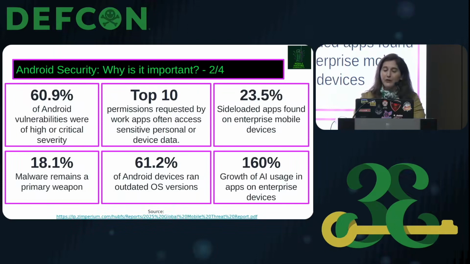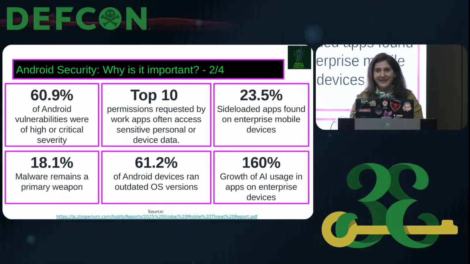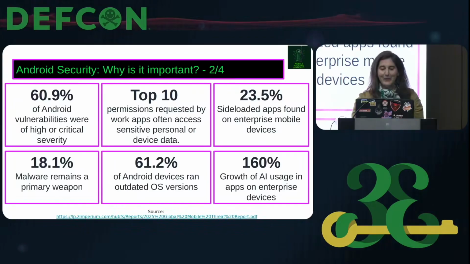And also another really important point, typical of the AI era we are in today, is that AI usage grew by 160% in apps on enterprise devices. What is interesting is that 12% of these apps are related to finance. So I think it's really important to stress that.